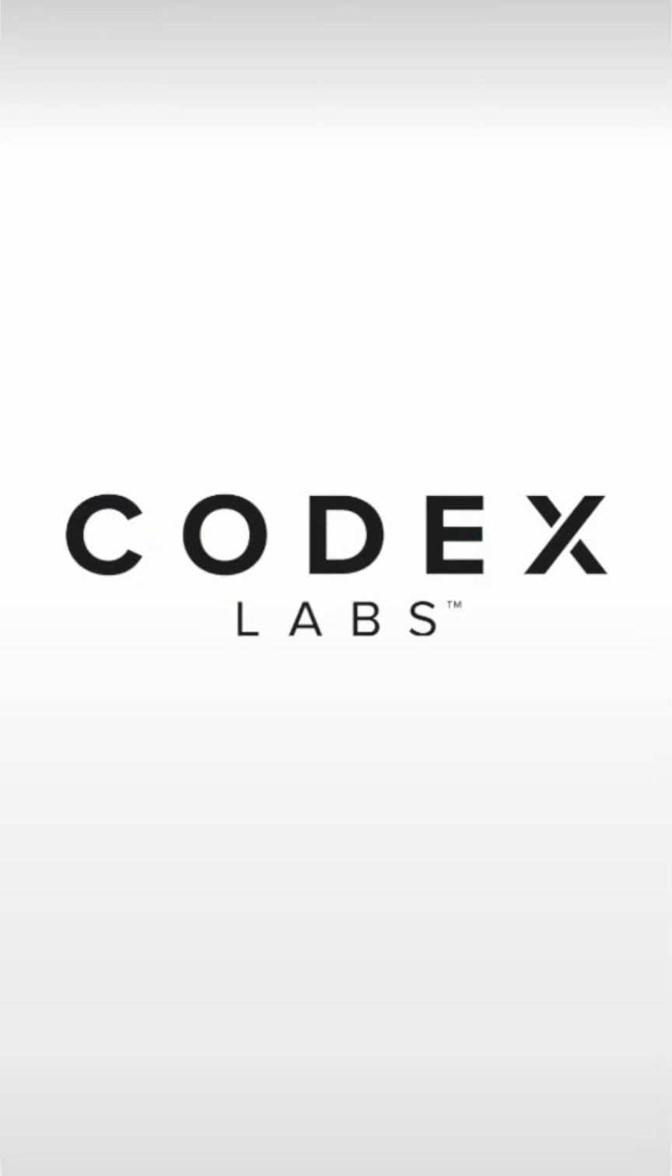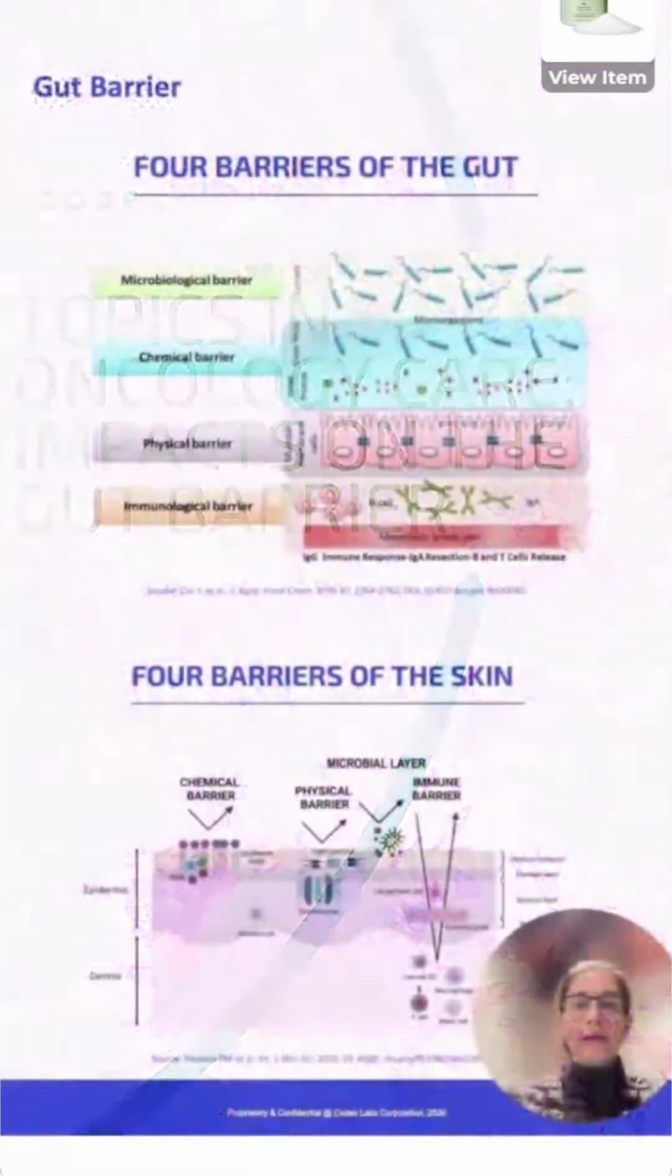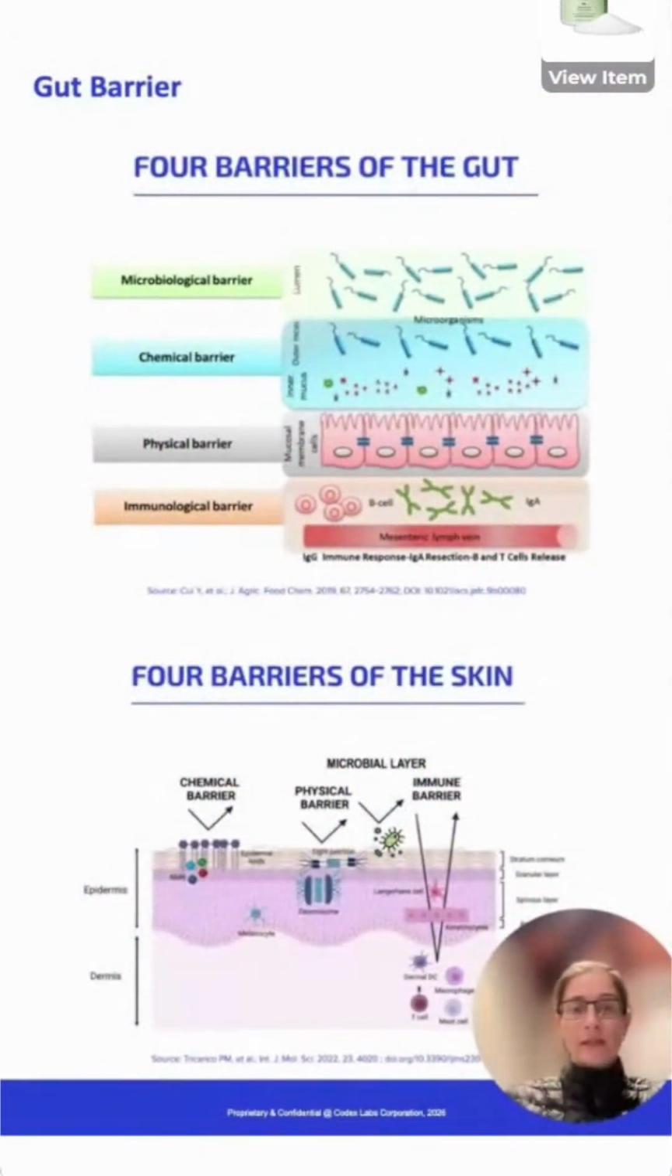And now we're going to move to the gut, because the gut is just as important as the skin. And as we'll see, in fact, it's a larger surface area of contact to the outside world, and it is also tremendously affected by oncology treatments. It is the largest contact site in the human body. Its area is about 100 square feet. The skin has a much smaller surface area at about 15 to 20 square feet.